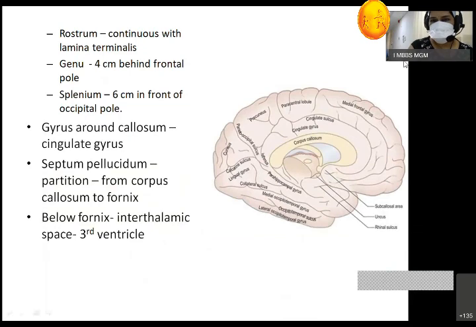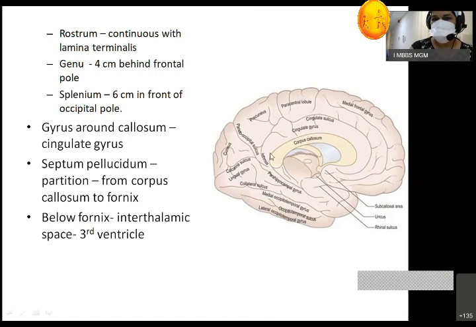Now below this corpus callosum, there is a thin partition, which is called the septum pellucidum, which is separating the third ventricle cavity. The septum pellucidum is the partition just below the corpus callosum, extending from the corpus callosum to the fornix, and below the fornix there will be the thalamus. In between the two thalami there is a ventricle called the third ventricle. Okay, so this is the central part of the medial surface.